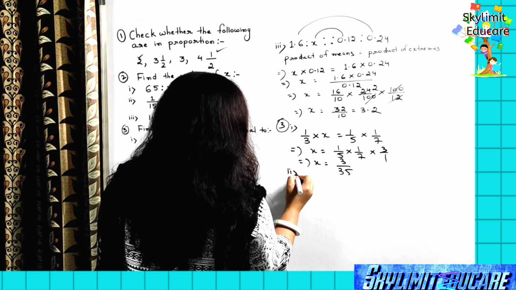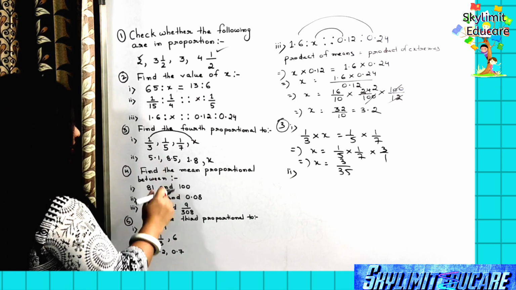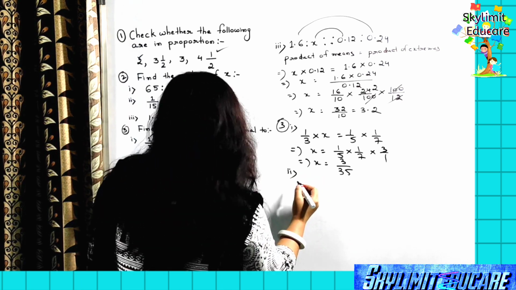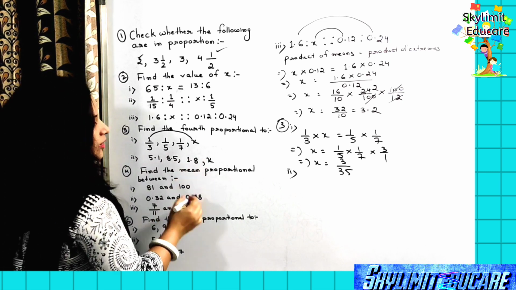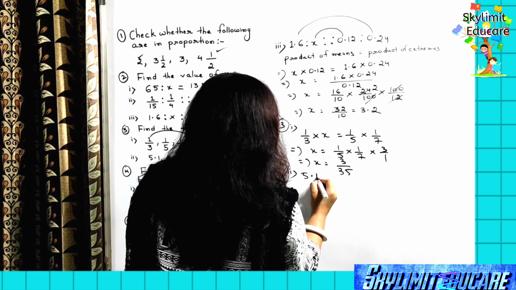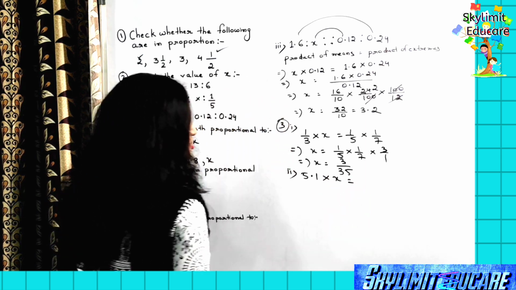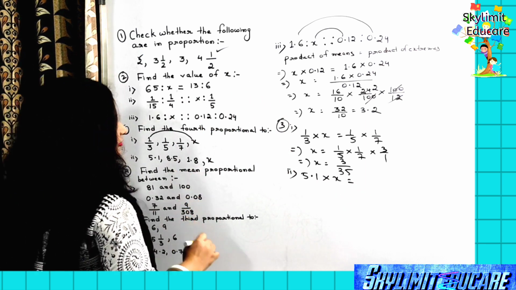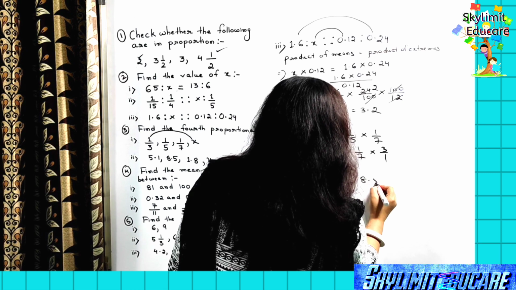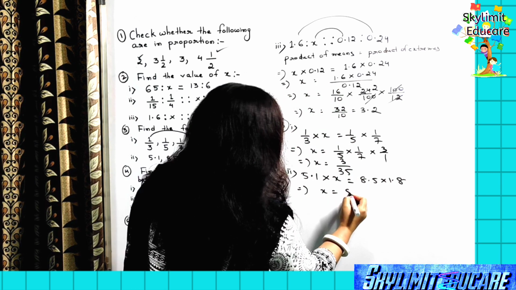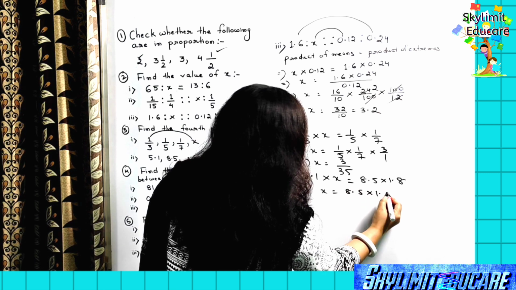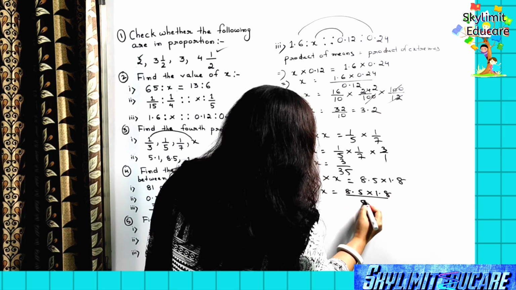So this way you can easily find out the fourth proportional. So always take the fourth proportional to be x. Let's come to the next one, 5.1. So here students also you can see the extreme is x. So 5.1 multiplied to x is a product of extreme. And what are the means? 8.5 multiplied to 1.8. Clear? So very easily we can find out now 8.5 multiplied to 1.8 whole divided by 5.1.